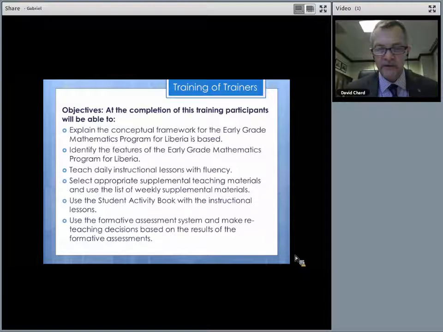I think we also have a hundreds chart, which many of you will be familiar with for looking for patterns in numbers. Next slide. And then some rulers to help with measurement. And in Liberia, they teach both the metric ruler as well as a standard English ruler. Next.